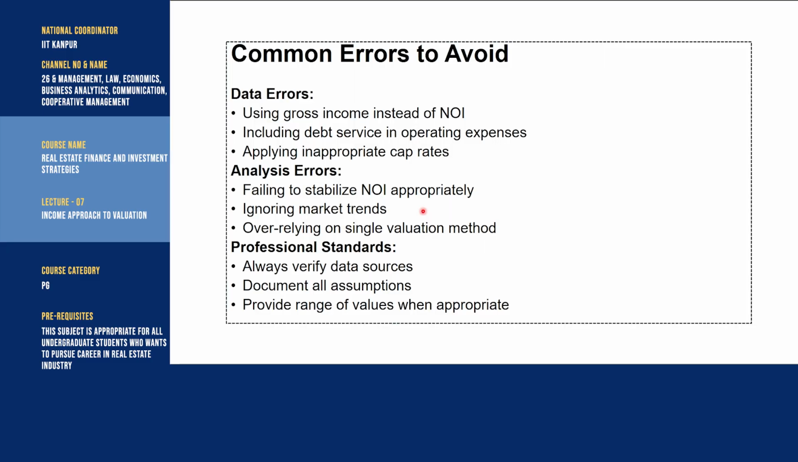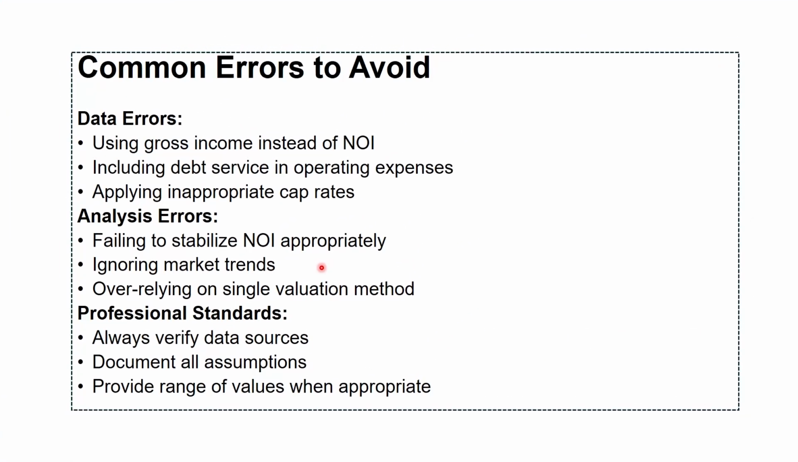Then, common errors we have to avoid. Data errors, such as using gross income instead of NOI. That we have to remember. Applying inappropriate cap rates. All these points we have seen earlier. Failing to stabilize NOI appropriately, ignoring market trends. Professional standards: always verify data sources, document all assumptions and provide a range of values when appropriate.